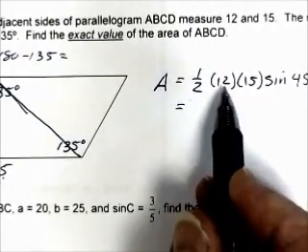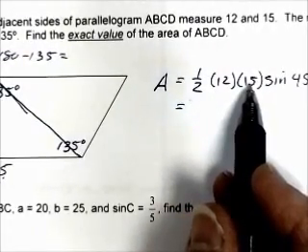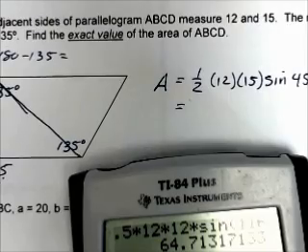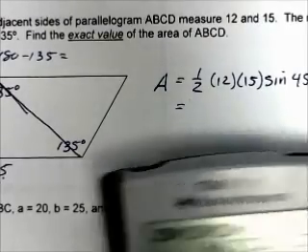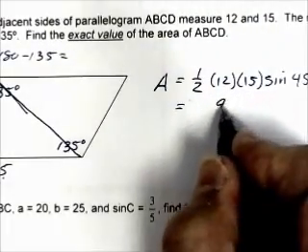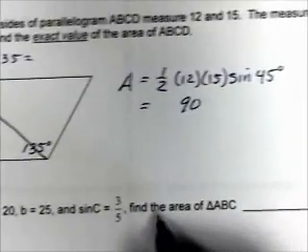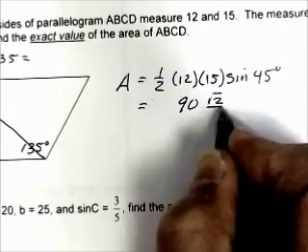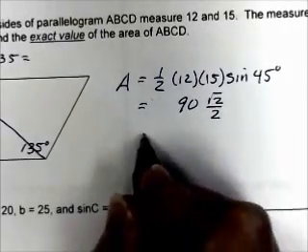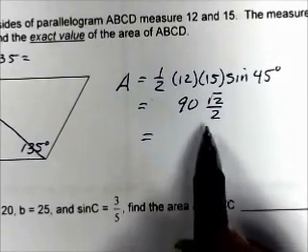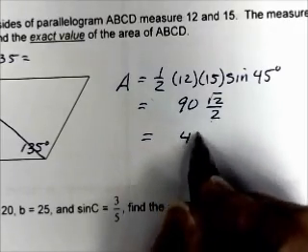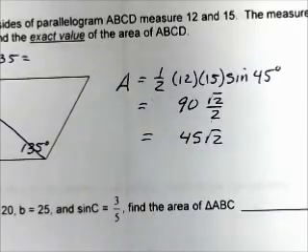So half of 12 is 6 times 15, which is 90. And the sine of 45 degrees? Square root of 2 over 2. 2 goes into 90 45 times, so this would be 45 square root of 2.